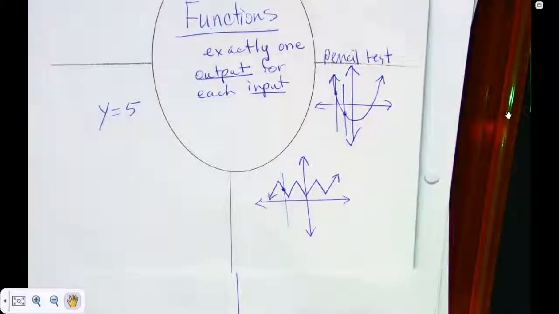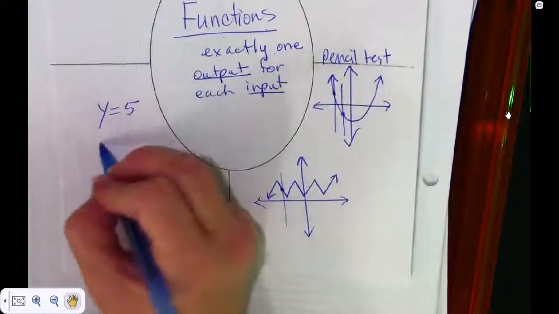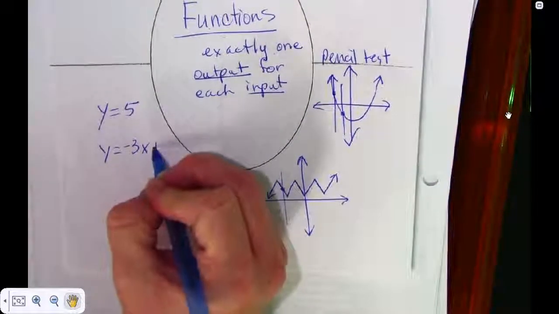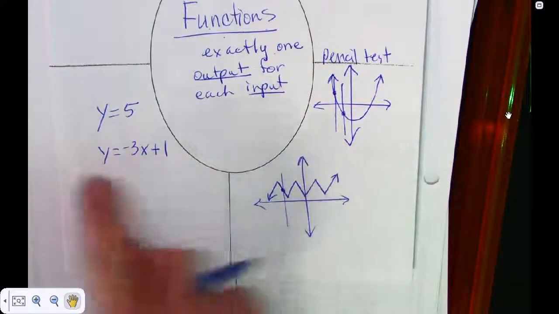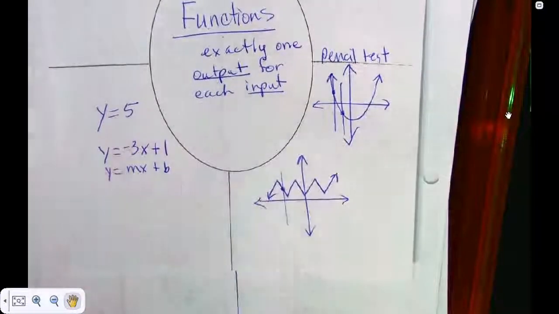If it's a horizontal line, guys, it's going to be a function because only one point from the line is going to be on the vertical line at one time. And then we all should know, everybody stick your pencil in there and make this. This is going to be linear because it's in this form. It's going to be a straight line.